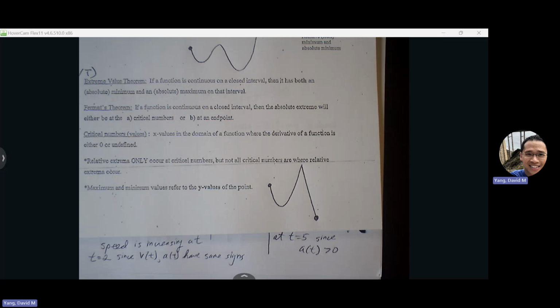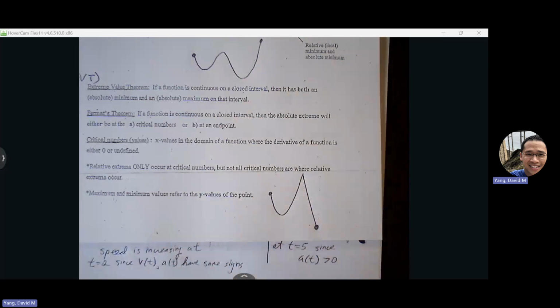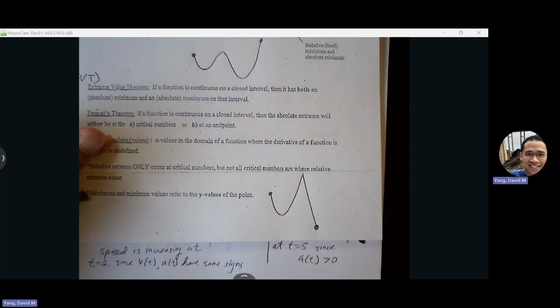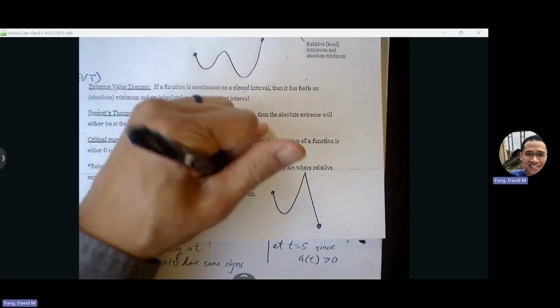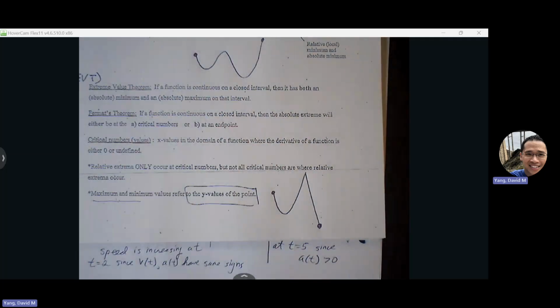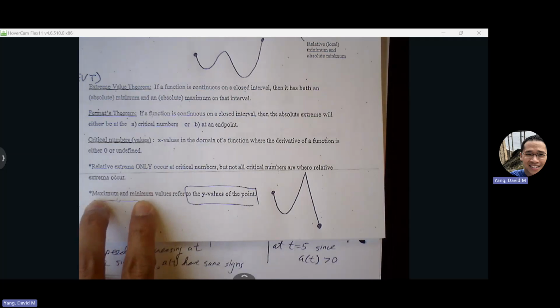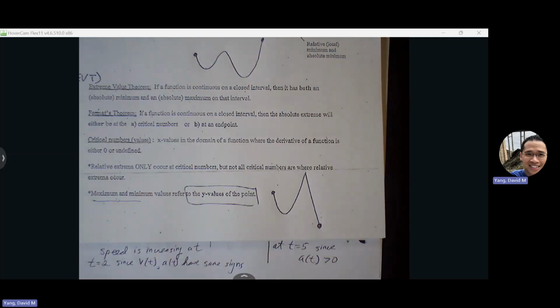So our goal here today is, can we identify the highest and lowest points on the graph just relying on the algebraic expression and relying on the derivative and not having to look at the graph itself. And then finally, on this page, max and minimum values refer to the y values of the point. So when we talk about max and mins, we're not going to provide ordered pairs. We're just going to provide the y values at that point. Okay, next page.